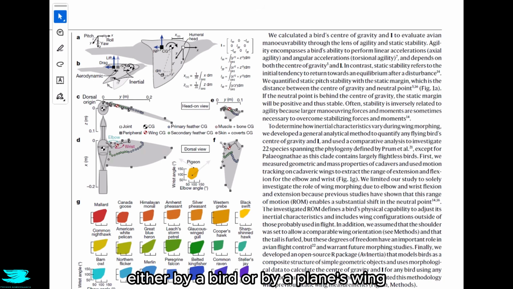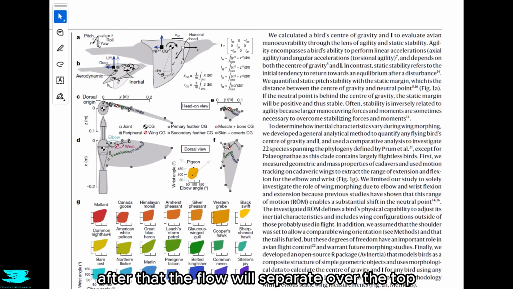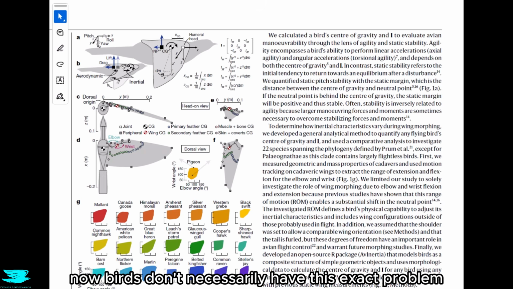Lift is produced, either by a bird or by a plane's wing, by creating lower pressure on top of the wing and then higher pressure underneath the wing. That creates a pressure difference and hence a force is created. That force is upwards and that is lift. Historically, the greater the angle of attack of the wing is, the more lift it will produce up until a certain point. After that, the flow will separate over the top and the wing will stall. Lift will then suddenly drop.